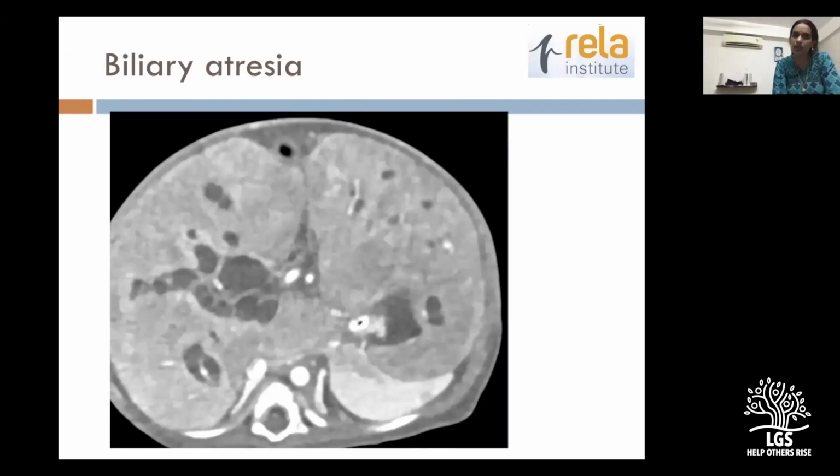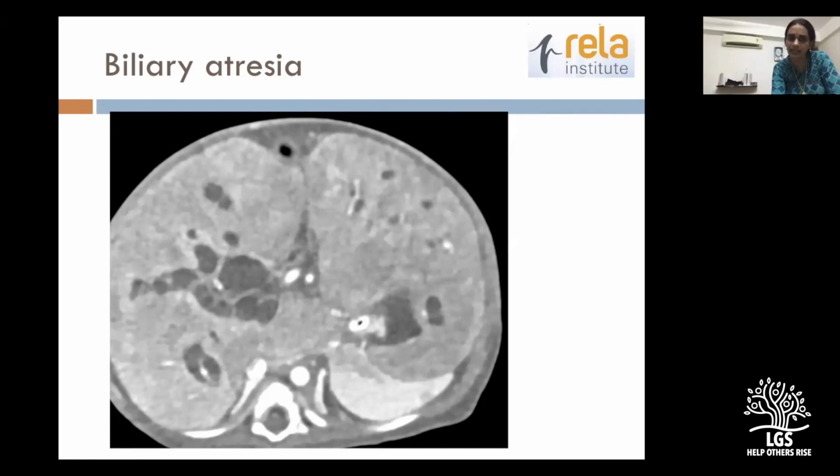Biliary atresia. Usually this is how the liver will look. Both lobes will be enlarged. You can see the cirrhotic, heterogeneously enhancing parenchyma here, and the irregular margins. There may be other features of portal hypertension, splenomegaly, varices.